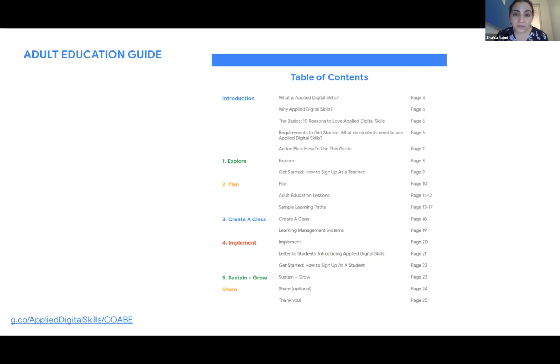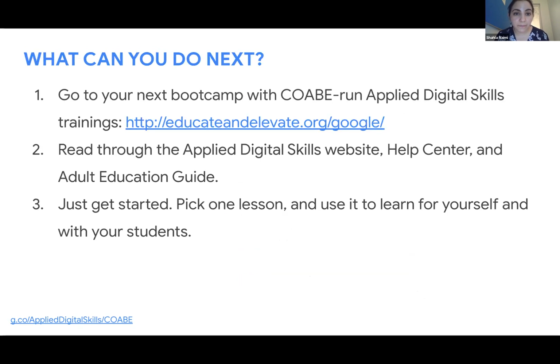You do not need to read it if you already feel like you have a good sense of what Applied Digital Skills is and how you want to use it, but it is a resource that is available to you and to your colleagues if you would like to use it. So what you can do next is, as I mentioned, register for your next COABE Run Applied Digital Skills training at the Educate and Elevate website. You can read through the Applied Digital Skills website, the Help Center, the Adult Education Guide if you would like to. Again, all of these are optional.